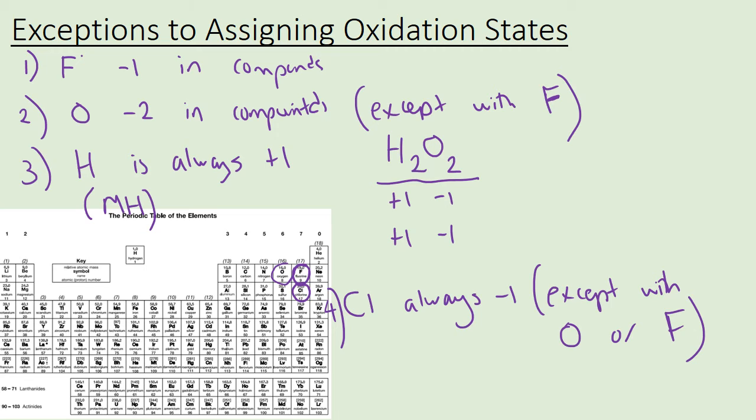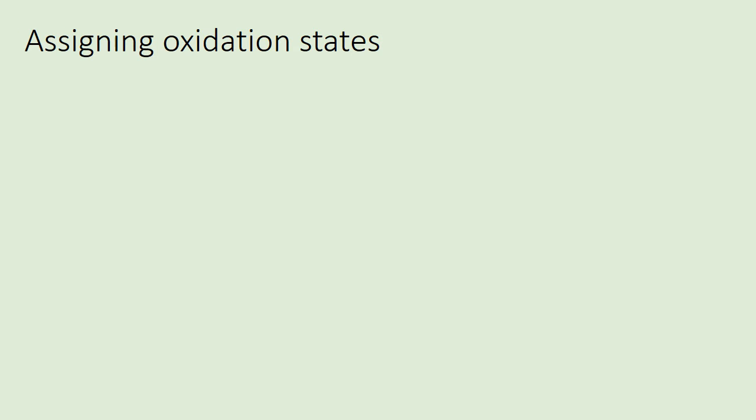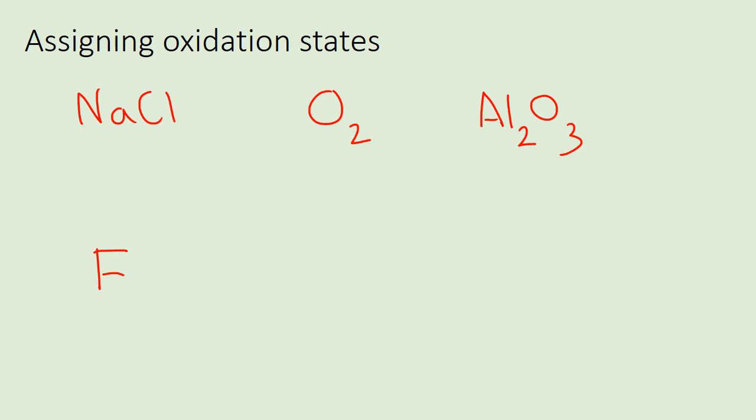Okay, so what we're going to do now is look at applying, or assigning, oxidation states using what we've just learned here, using these rules. I'm going to give us some substances here, and we're going to identify the oxidation states in each of these substances. I'm going to do one tricky one. Okay, so let's look at the first one then.